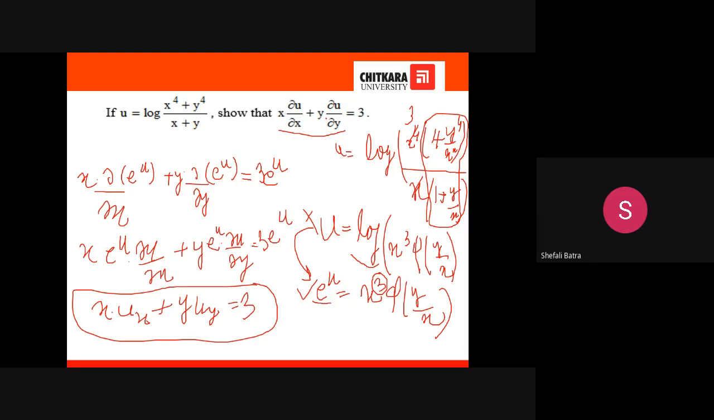Show that x ux plus y uy is equal to 3. Whenever you are not able to show u as a homogeneous function, we try to do some manipulation. So here u is not a homogeneous function, but e raised to power u would be equal to x cube function of y by x. So e power u is a homogeneous function, so I can apply Euler's theorem on e power u. So x ∂/∂x of e power u plus y ∂/∂y of e power u is equal to 3 e power u. Then you will simplify it, e power u would be cancelled out, and that is your answer.